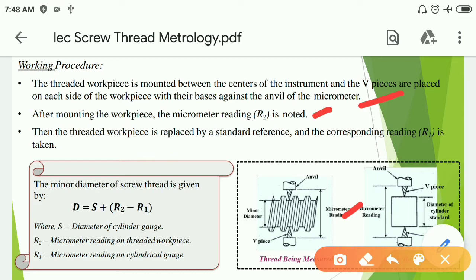Then the thread workpiece is replaced by a standard reference and the corresponding reading R1 is taken as shown in the figure. After removing the threads, it is measured with the help of the standard cylinder diameter. The minor diameter of screw thread is given by D = S + R2 - R1, where S is the diameter of the cylinder gauge, R2 is the micrometer reading on the threaded cylinder, and R1 is the micrometer reading on the cylindrical gauge.